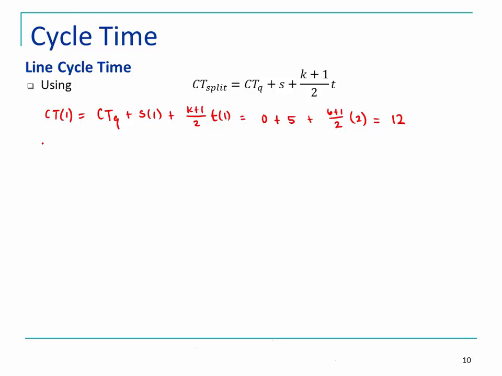So let me put that here. Queue time is 0 because there is no variability in the system.